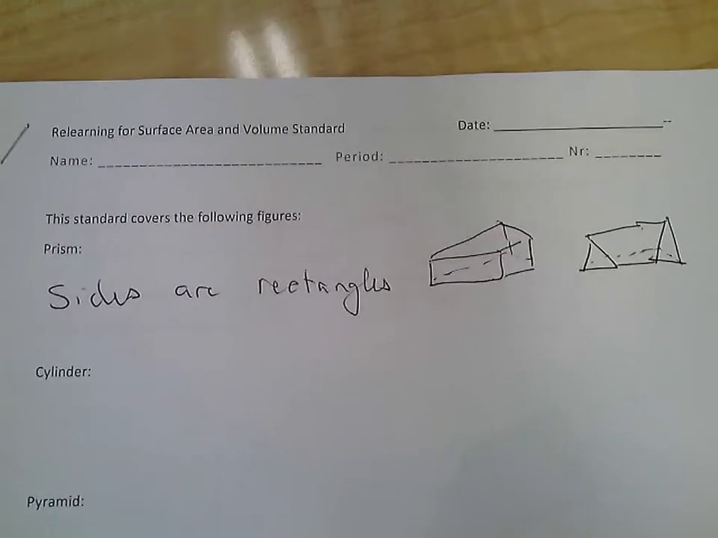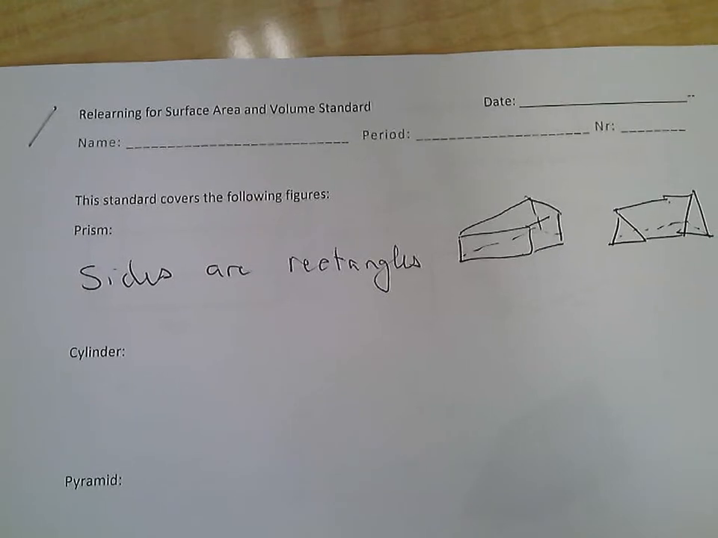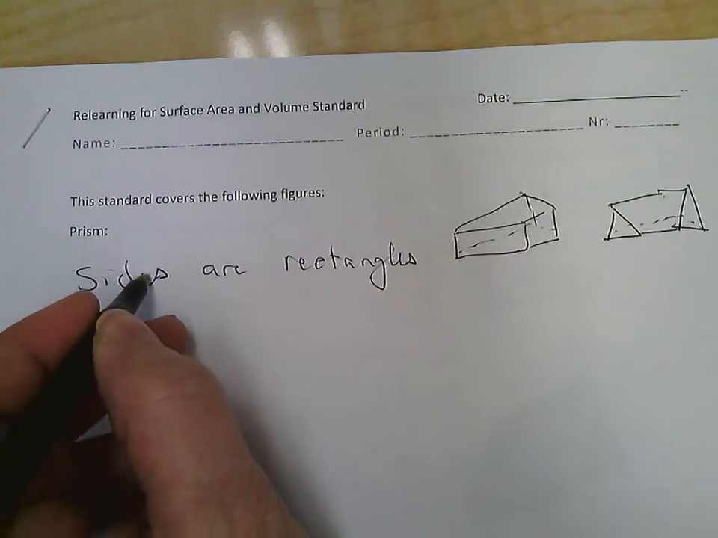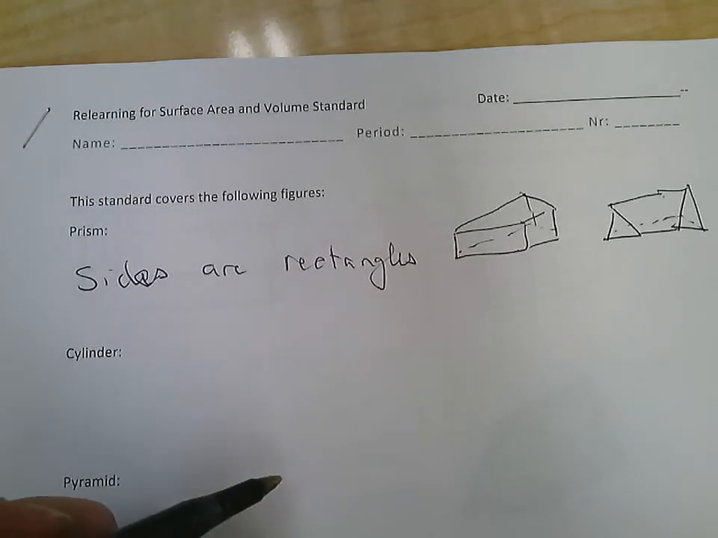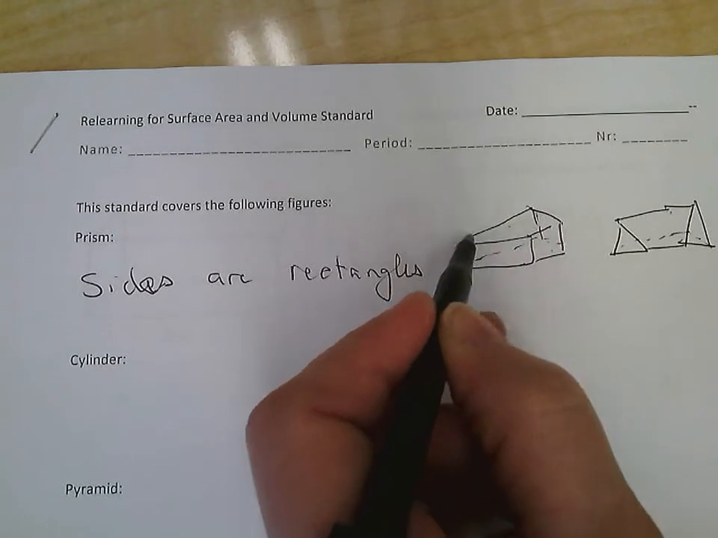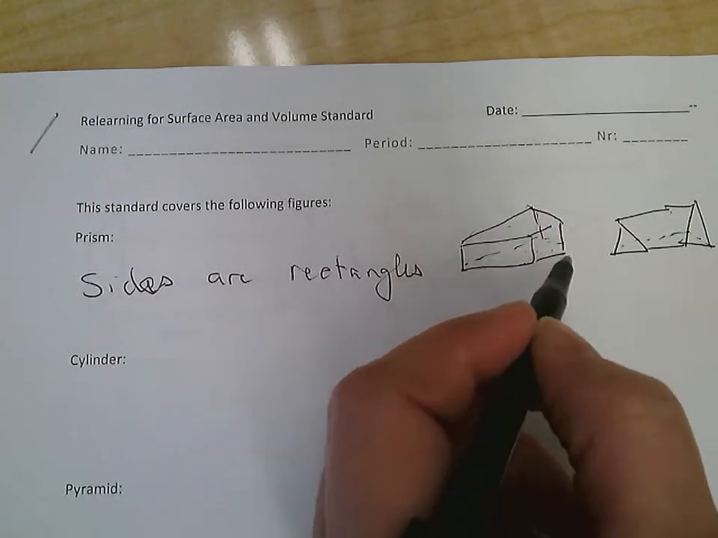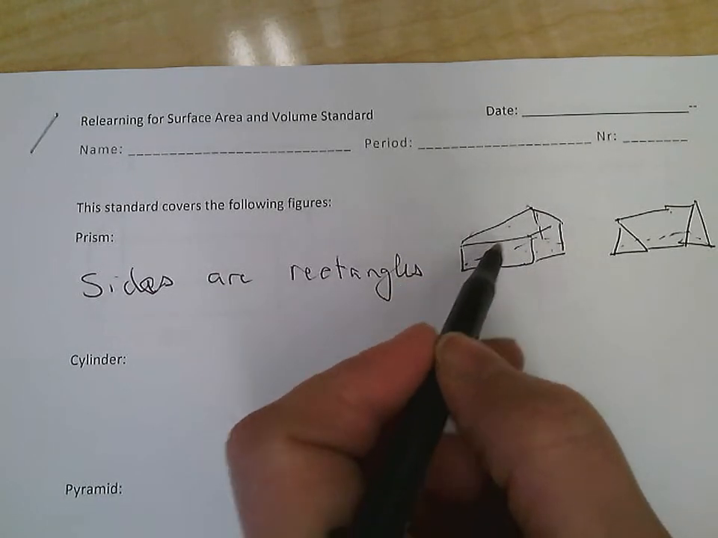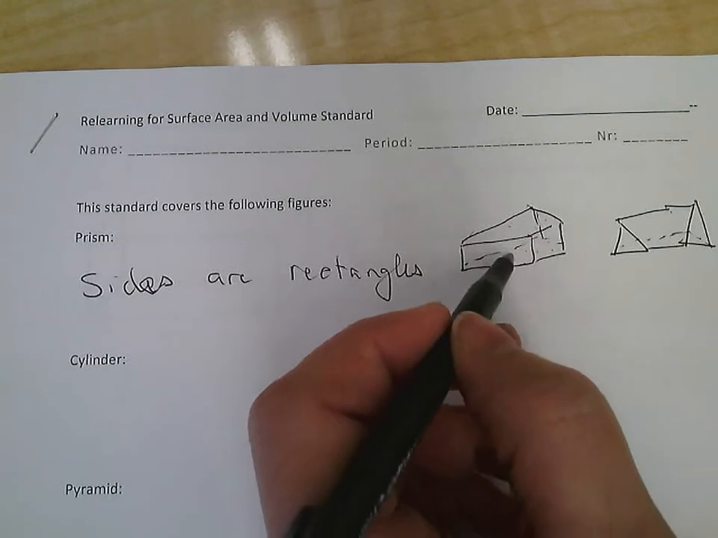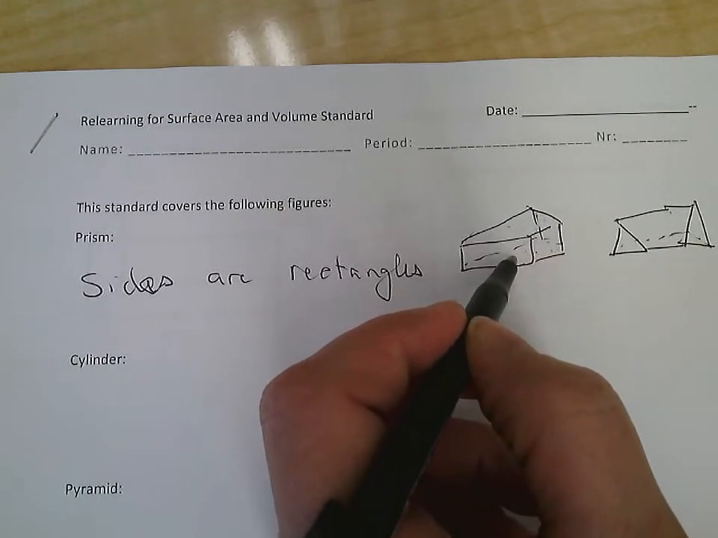A prism is a figure where all the sides are rectangles. Now I'm not talking about the bases. The bases can be different shapes. This is a very poor drawing, but all the sides on this are supposed to be rectangles, and the front and the back are the bases, and they are rectangles as well. So we actually could call the bottom a rectangle and the base.